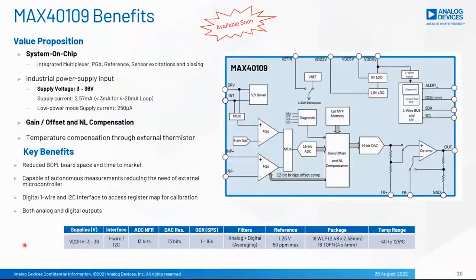It offers 13-bit noise-free resolution for ADC, and it comes with calibration memory and offset and sensitivity calibration. It also comes with an external temperature sensor capability for temperature compensation. And the FSR can be adjusted depending on the application. Hence, this device saves board space and BOM cost, and will be available soon.